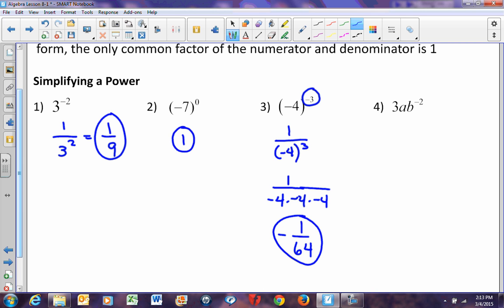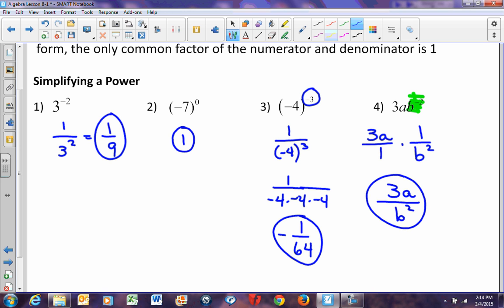3ab to the negative second power. Now, in this particular problem, the only thing taken to the negative second power is the b. It's the only thing taken to the negative second power. Okay? So the 3a needs to stay in the numerator, because it's like saying 3a over 1 times 1 over b to the second power. The 3 and the a are both positive exponents, because when a number doesn't have an exponent, the exponent is expected to be a 1. It's an implied 1. So the 3a stays in the numerator, and the b to the second goes to the denominator, just like that. All of those are simplified. Nothing can be reduced any further, and all the exponents are positive.